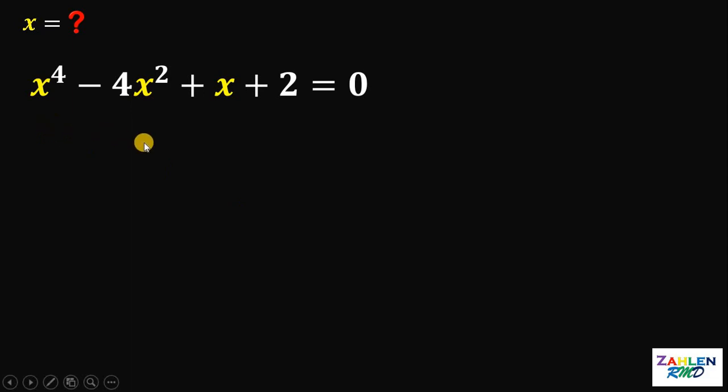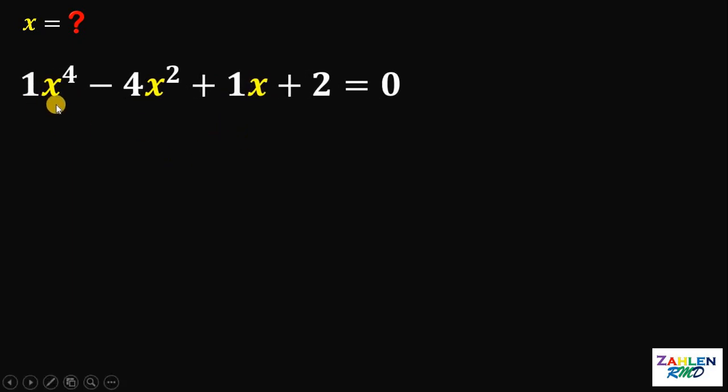Now this is hard to factor, so we will use synthetic division. In synthetic division, we need the numerical coefficients of these terms. So we have x raised to the 4th power, the coefficient is 1, x squared is negative 4, x is 1, and we have a constant of 2.